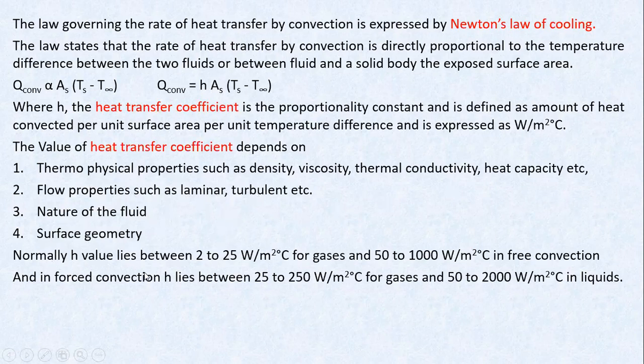Normally, the value of h lies between 2 to 25 watt per meter square degree centigrade for gases and 50 to 1000 watt per meter square degree centigrade for liquids in free convection. Whereas in forced convection, the value of h lies between 25 to 250 for gases and 50 to 2000 for liquids.